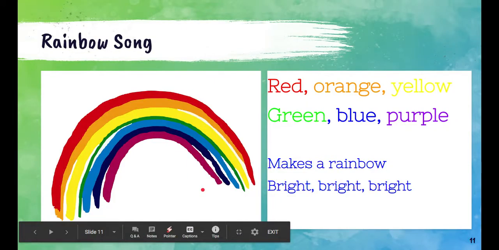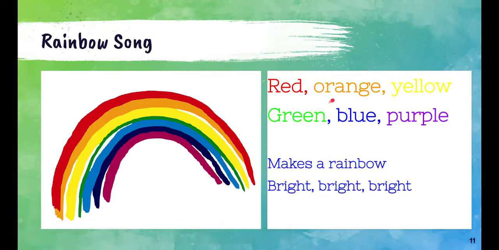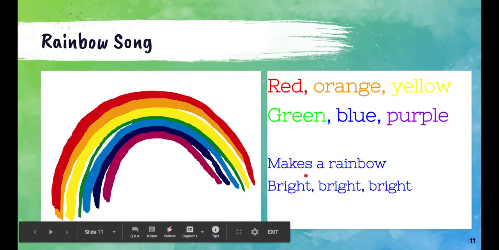Let's practice our song. It's called the Rainbow Song. Ready? Red, orange, yellow, green, blue, purple. Makes a rainbow bright, bright, bright.